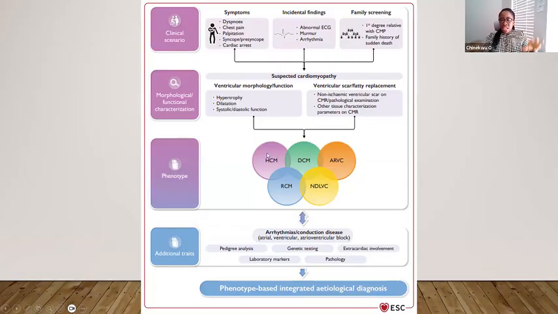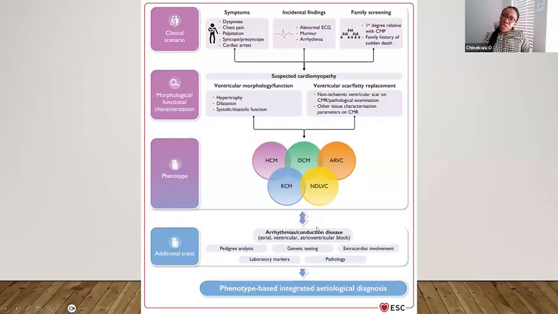At the end of the day, cardiomyopathies have now been defined in 5 broad groups, where we have hypertrophic cardiomyopathy, dilated cardiomyopathy, arrhythmogenic right ventricular cardiomyopathy, which really is the most prominent subset of a group called arrhythmogenic cardiomyopathy, which could actually have biventricular involvement, restrictive cardiomyopathies, and non-dilated left ventricular cardiomyopathy.